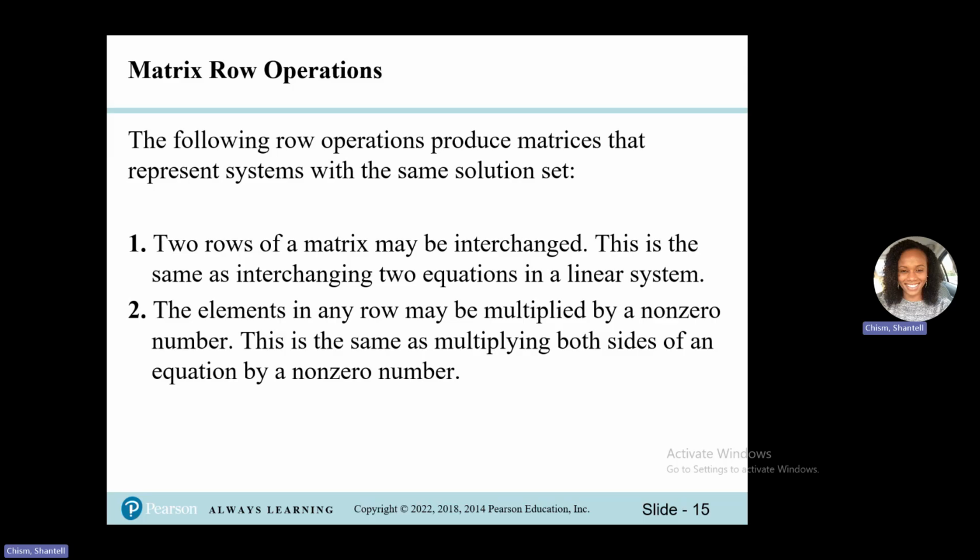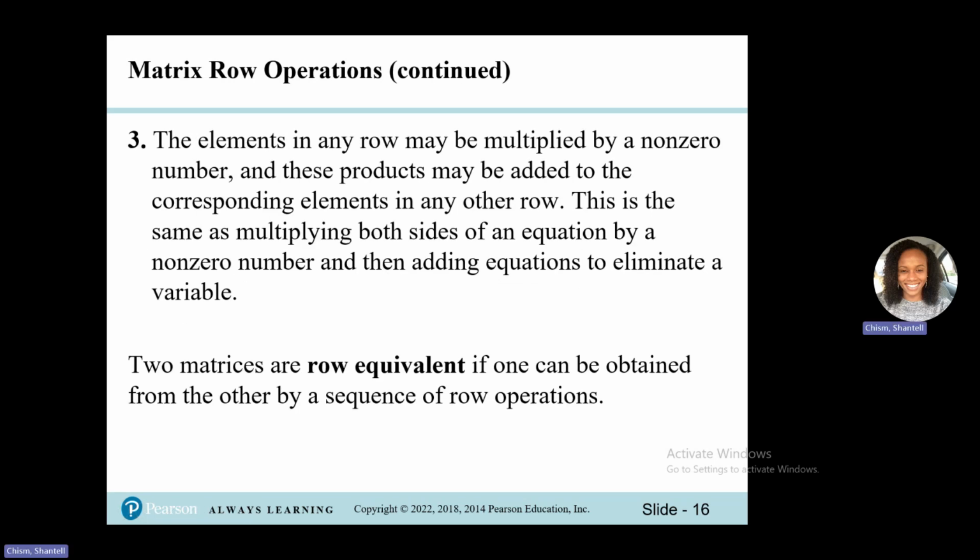So two rows of a matrix may be interchanged. You can swap rows out, in other words. This is the same as interchanging two equations in a linear system. The elements in any row may be multiplied by a non-zero number. This is the same as multiplying both sides of an equation by a non-zero number. And then thirdly, the elements in any row can be multiplied by a non-zero number. These products can then be added to the corresponding elements in any other row.